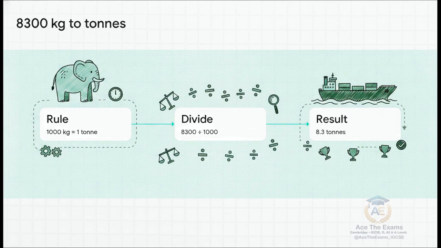Since we're moving from a smaller unit, the kilogram, to a massive unit, the ton, we know we need to divide. Step 2, divide 8,300 by 1,000. And step 3 gives us our result, 8.3 tons. It literally doesn't matter if you're weighing a cargo ship or an elephant in tons. The conversion steps remain absolutely identical to how we handled length.